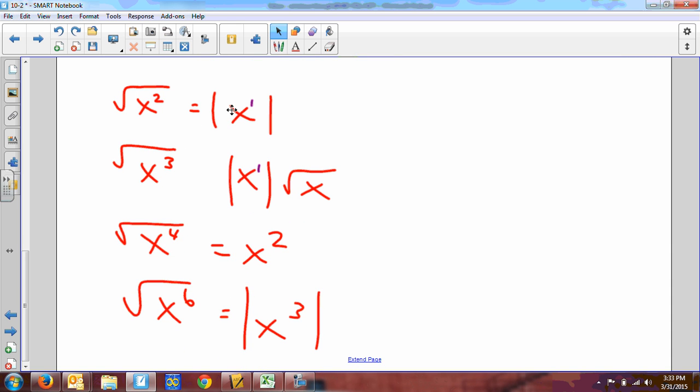X squared becomes x to the first power, so you throw your absolute value. X to the third, we have 3 of them, so 2 become 1 pair, 1 left over. That's still odd, throw your absolute value. This becomes x squared. Even number, don't worry about it. I skipped 5 because 5 is going to be x squared with the square root of x. But x to the 6 becomes, there's 3 pairs. That's odd, so use your absolute value, because that'll take care of any negatives or positives that may go that way.